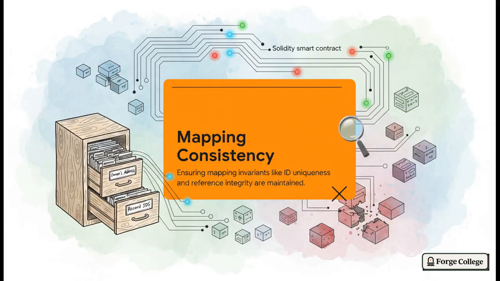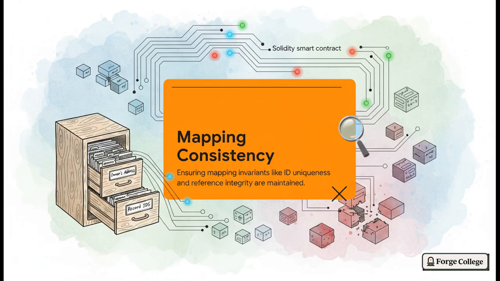A really crucial concept here is maintaining what we call mapping consistency. Think of your mappings as internal filing cabinets that link an owner's address to their array of record IDs. If an ID gets deleted improperly or duplicated, your entire filing system just falls apart. Imagine a scenario where user Alice tries to withdraw her assets, but due to a mapping error, the system points to Bob's ID array instead.